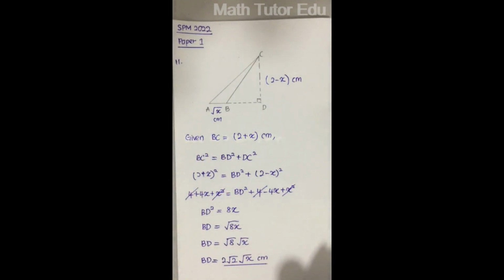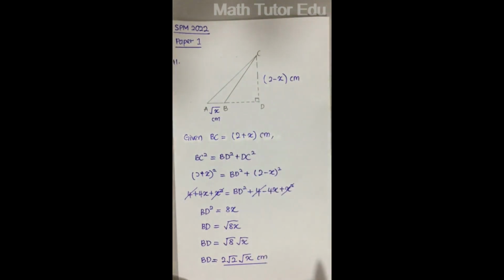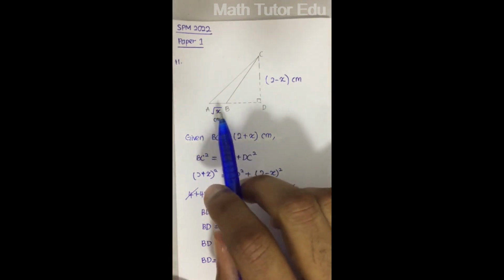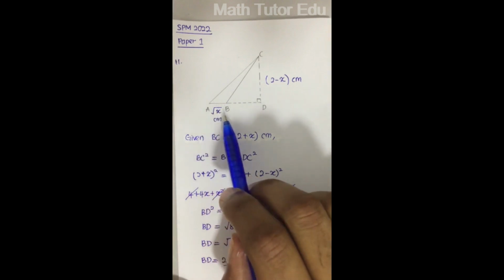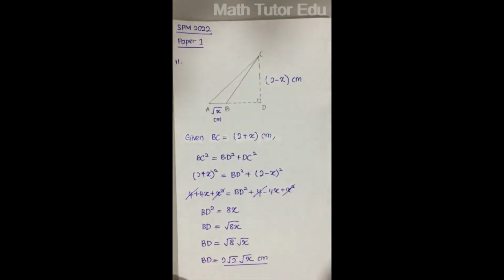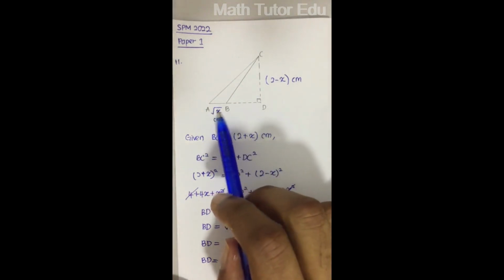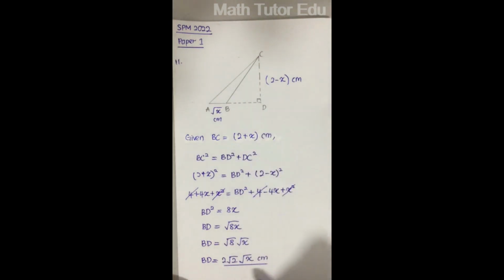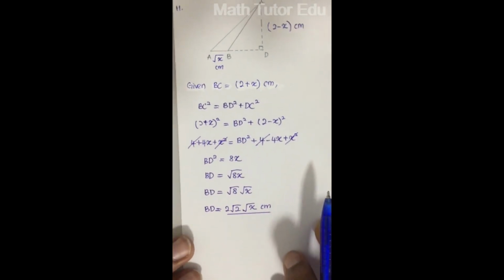Okay, so we are done with the first step by identifying the length of the BD. For the next step, we're going to identify the length of the AD, since in the question they mentioned that ABD is a straight line. So we know that AB is surd x and BD is this following expression, so we can add them together. So from here let us continue.